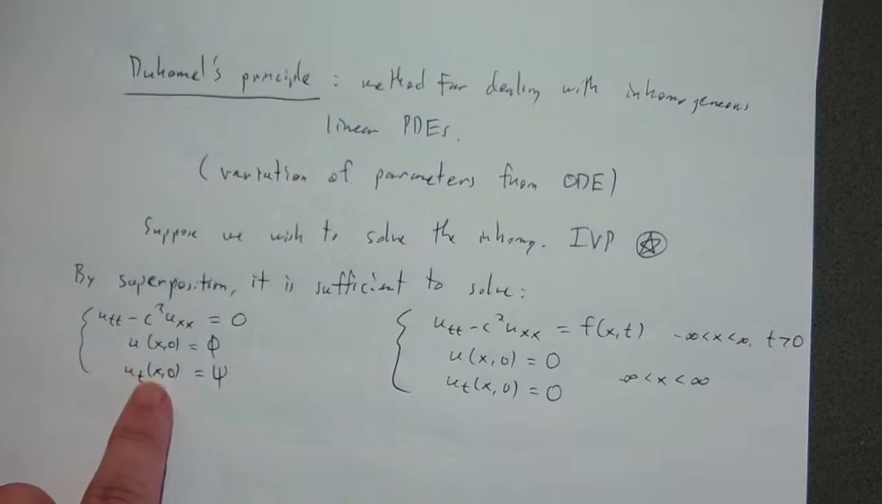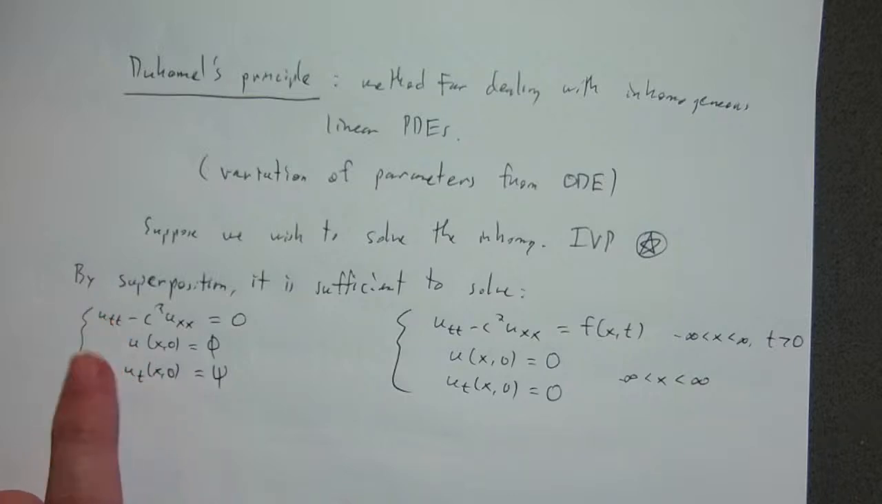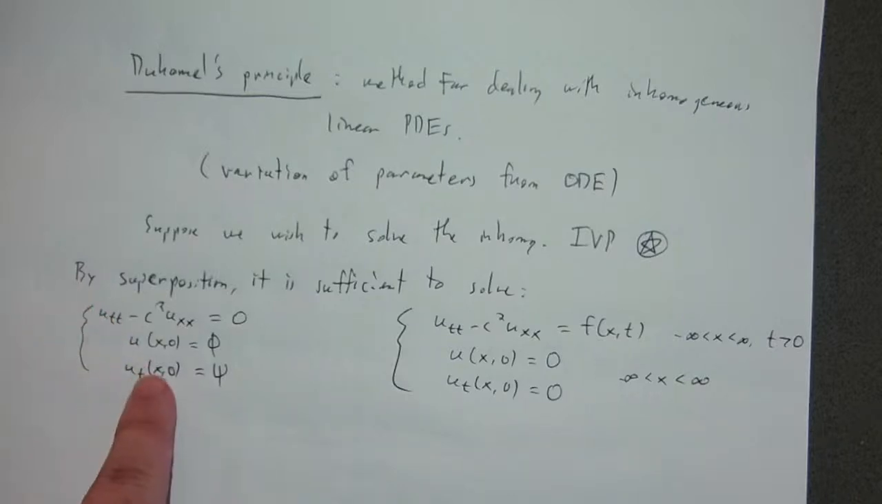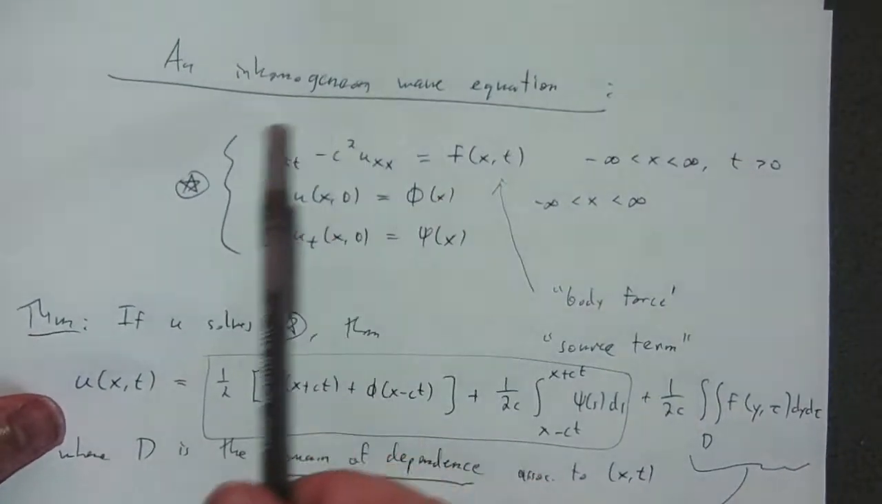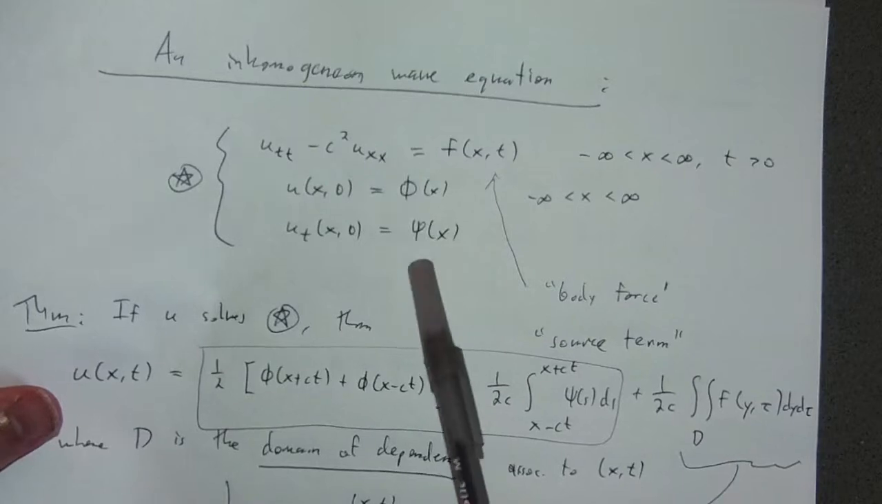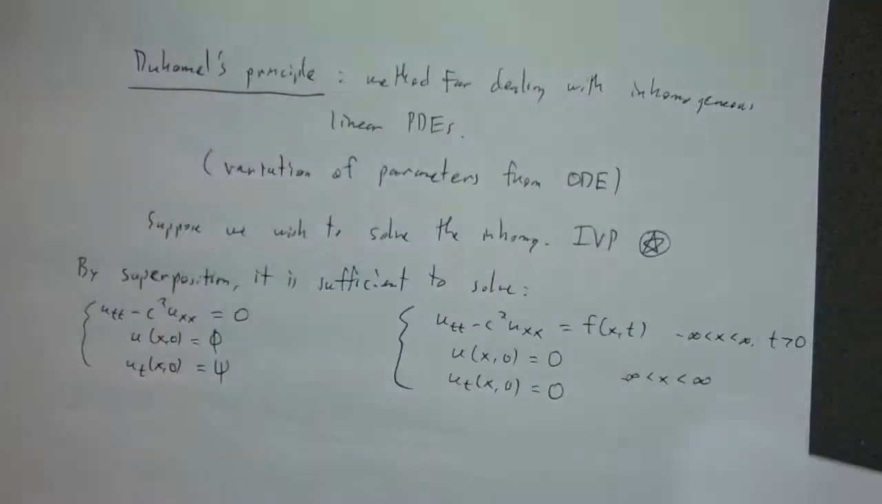Do I know how to solve this? Yes, of course, by D'Alembert's formula. This is exactly the IVP for the wave equation. I exactly know how to solve this. So D'Alembert's formula gives me a solution to this. If I can solve this, then a solution to this generic IVP star, where I have general initial conditions, can be obtained by just adding these two. Right?